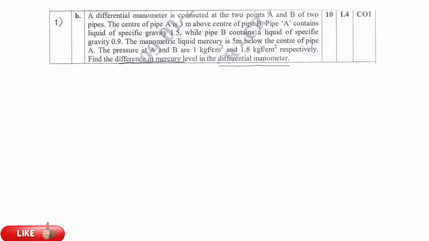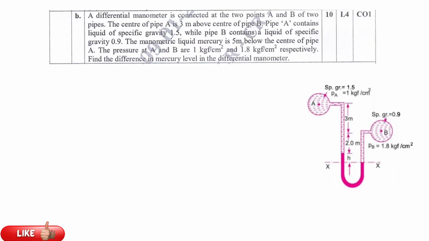First of all, we have to write the diagram for this problem. This is the diagram. There are 2 points, point A and point B. The center of pipe A is 3 meter above center of pipe B. This is center of pipe B and this is center of pipe A. The difference is 3 meter. Pipe A contains liquid of specific gravity 1.5, while pipe B contains liquid of specific gravity 0.9. Then the manometric liquid mercury is 5 meter below the center of pipe A. This is the center of pipe A. From here to point B is already 3 meter, from here 2 meter, total 5 meter.